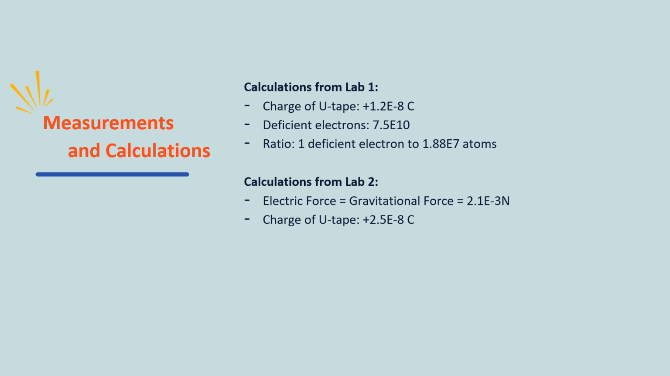The electric force on the tape was equal to the gravitational force, allowing the tape to be in equilibrium, and this force was calculated at 2.1 e to the negative 3 newtons. The charge of the U-tape was found to be positive 2.5 e to the negative 8 coulombs.